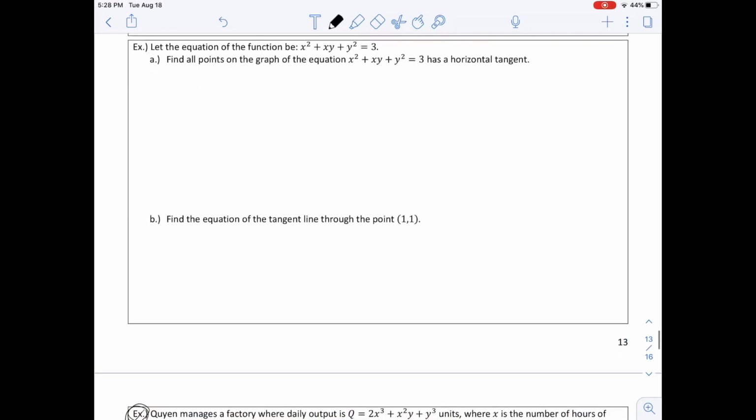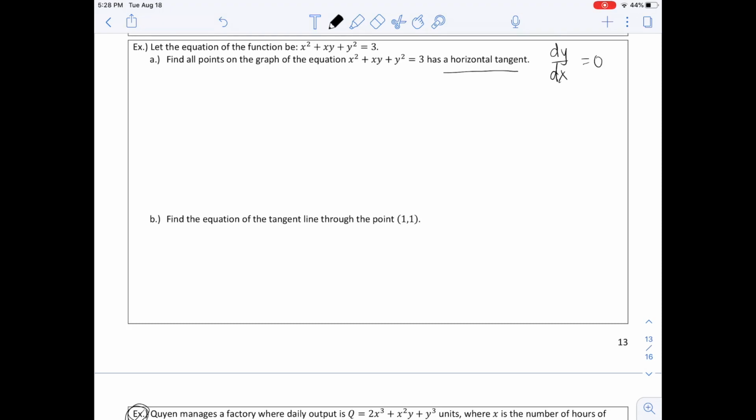The next example says let the equation of the function be x squared plus xy plus y squared equals 3. Find all points on the graph of the equation x squared plus xy plus y squared equals 3 that have horizontal tangents. So horizontal tangents we've seen before, and this is where the derivative is equal to 0. So I'm going to rewrite this as dy/dx equal to 0.